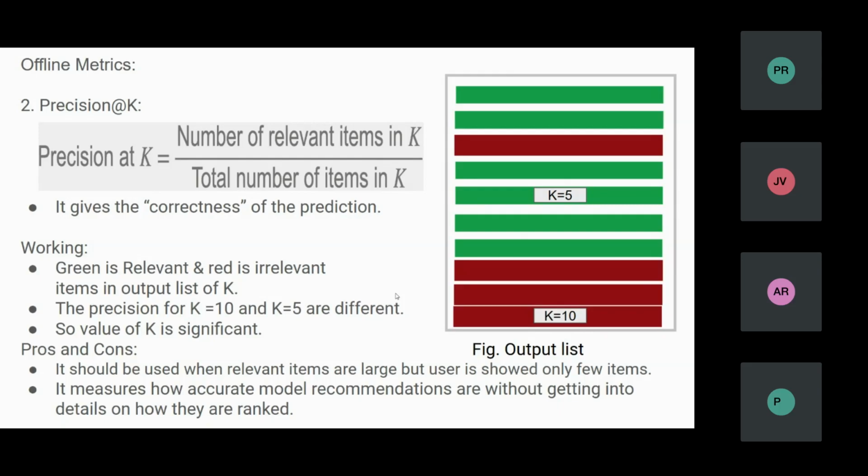So pros and cons of precision. It should be used when relevant items are large, but the user is shown only a few items, and it measures how accurate the model recommendations are without getting into details of how they are ranked. So you can see that we are considering only the number of relevant items that are in the list, but we are not considering how they are appearing in the list, and that is the reason the metric is only measuring how accurate the model is at recommending relevant items, and not how they are ranked.